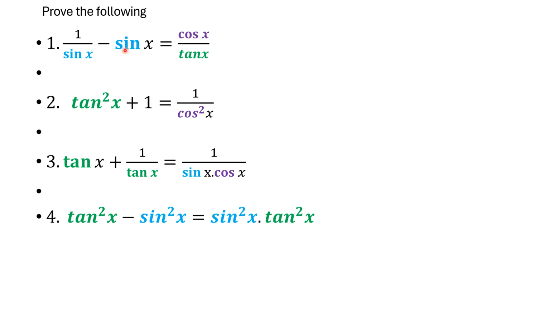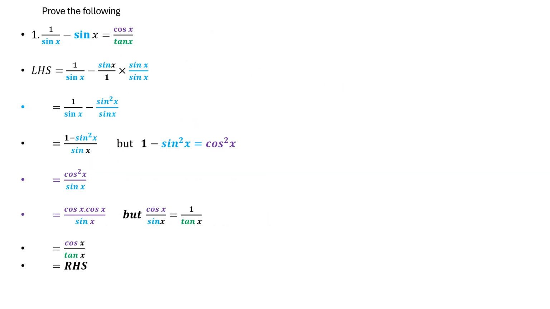So let's go through it. Number 1, we have 1 over sin x minus sin x equals cos x over tan x. Here, in 1 over sin x, my denominator is sin x. So sin x there is the same as saying sin x over 1. But to add this fraction to that fraction, you see they have sin x and they have 1. So that 1 must also read sin x. Therefore, I'm going to multiply by the value 1 by saying sin x over sin x.